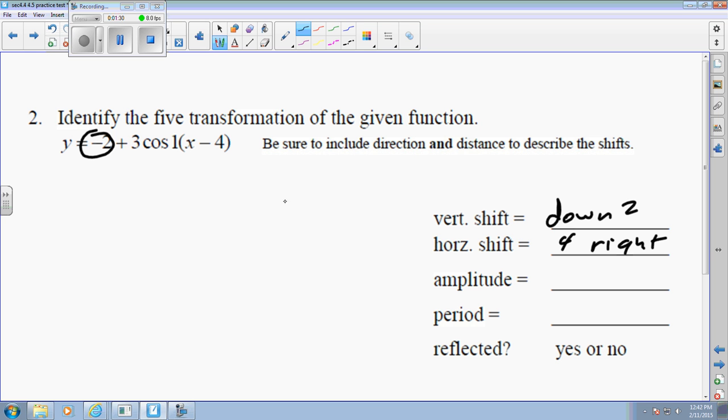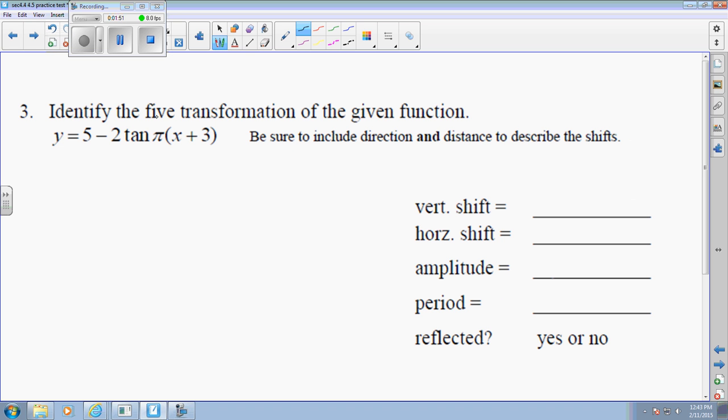Our amplitude is the number right there in front of our cosine, 3. Our period for the cosine is 2 pi divided by whatever this number is, in this case 1. And if this is a positive sign, it's not reflected. If it's a negative, it is reflected, so this one is not reflected.